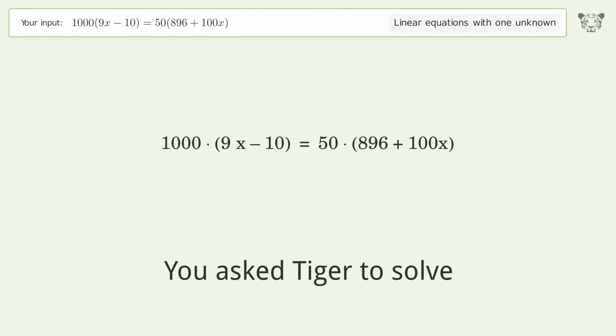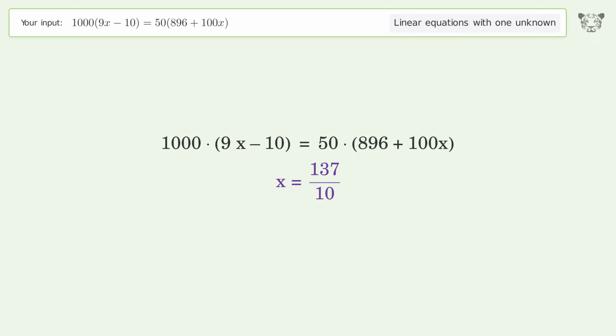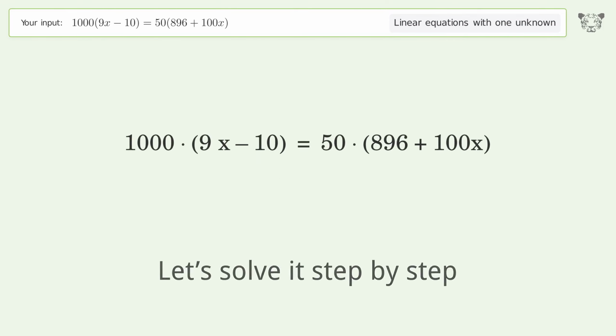You ask Tiger to solve. This deals with linear equations with one unknown. The final result is x equals 137/10. Let's solve it step by step.